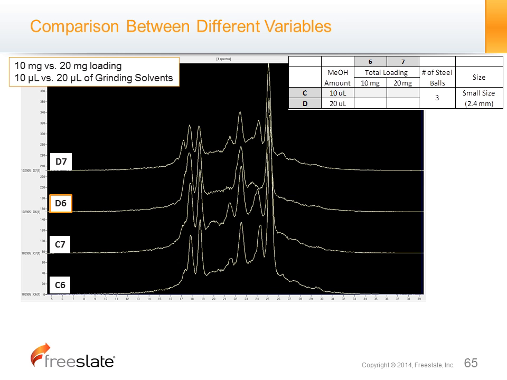Here, if you take a look at the data, now we get to the data analysis part of it. Instead of overlaying all the spectra together, which can be pretty confusing, I'm going to compare them individually, depending on the variables. In this case, we compare 10 mg versus 20 mg loading, and 10 microliter versus 20 microliter grinding solvent. In this case, all of the steel balls are the 3 small size steel balls.